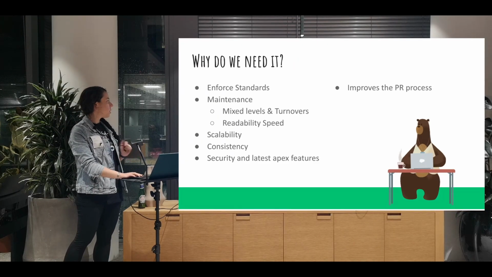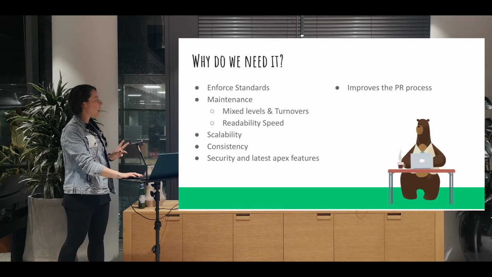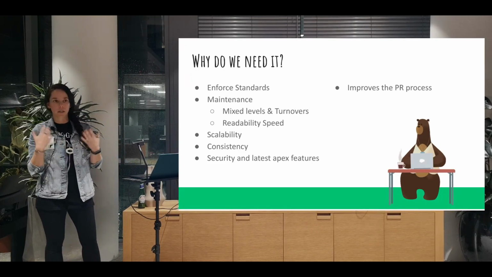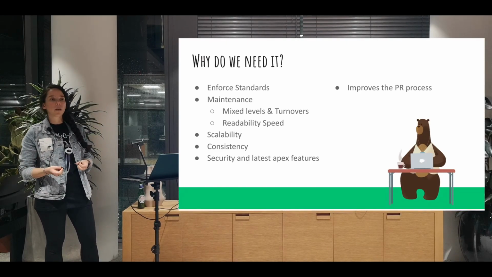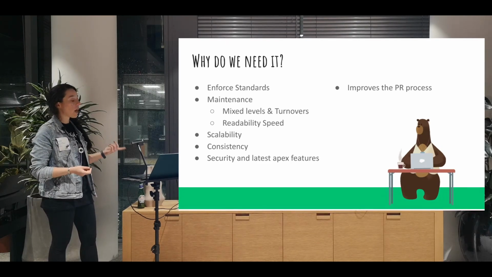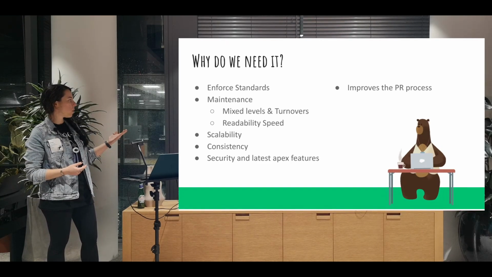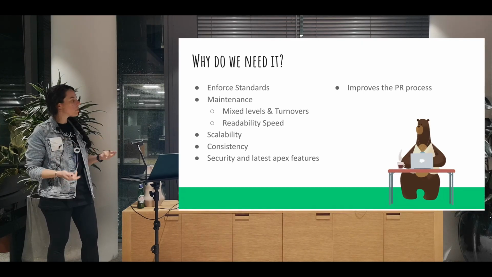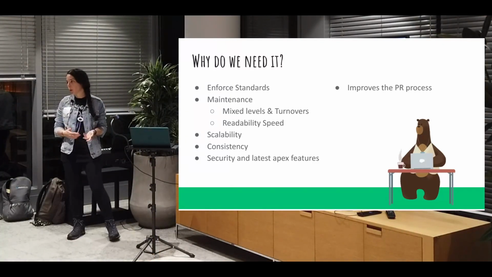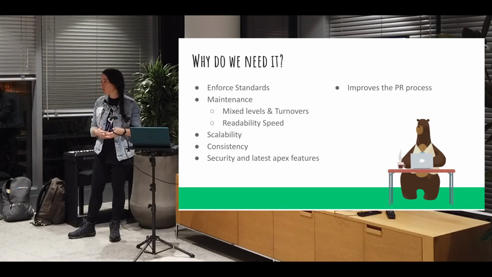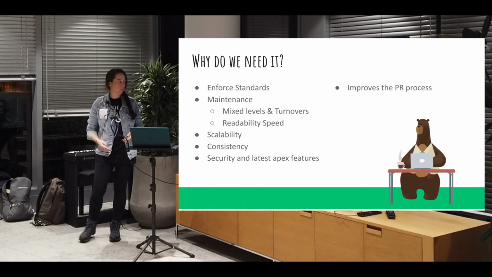Consistency, as I mentioned, and security and the latest Apex features, because this is still being maintained. So if you have it up and running in your project, and there is a security update that is running with Apex, for example, back then it was with system mode or with user mode, this will be flagged for you while you're writing the code. So that's just another thing, like, oh yeah, I remember in the winter release, this came out. Now this is the opportunity for me to implement it.